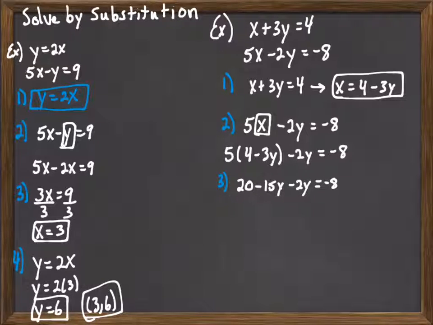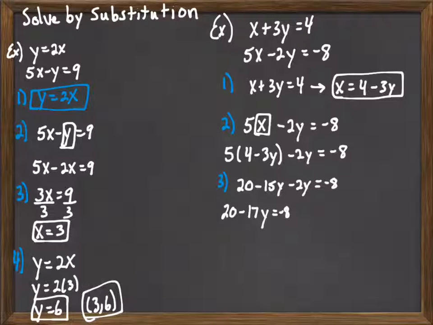So what I've done here is multiply through by the 5. You get 20 minus 15y minus 2y equals negative 8. And now we just proceed to solve that equation. You may want to pause the video for a moment and go ahead and do that. Here we combine our like terms. We have a negative 15y and a negative 2y. So we put those together, we get 20 minus 17y equals negative 8.